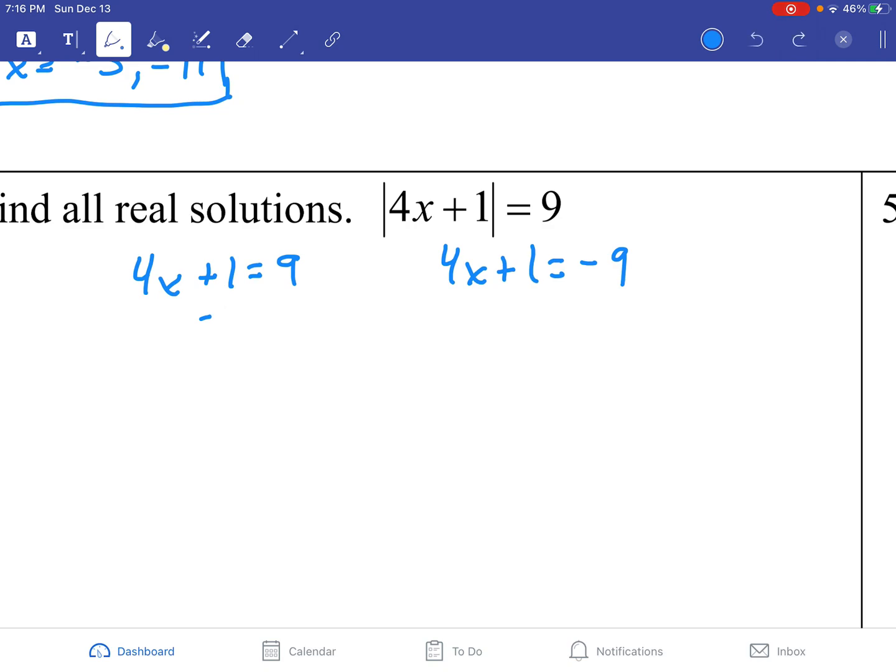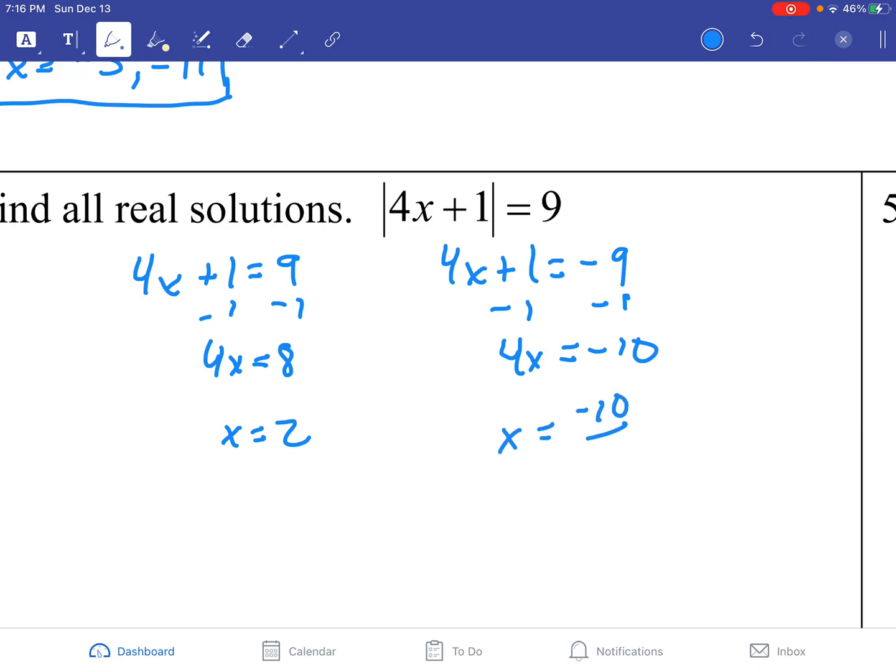We're going to subtract 1. Gives me 8. And 4x equals 8. And x will equal 2 when you divide both sides by 4. The other side, I'm going to subtract 1. You're going to get negative 10 equals 4x. When I divide by 4, you get negative 10 over 4, which can be reduced to negative 5 over 2.